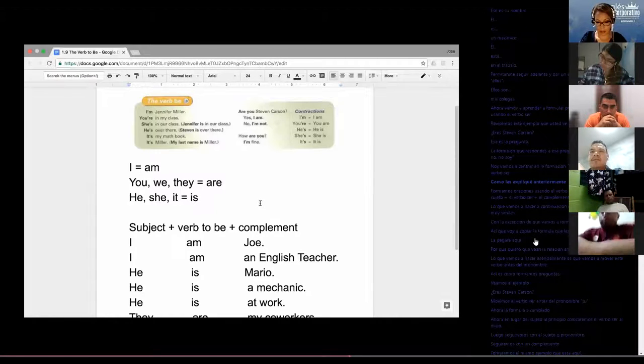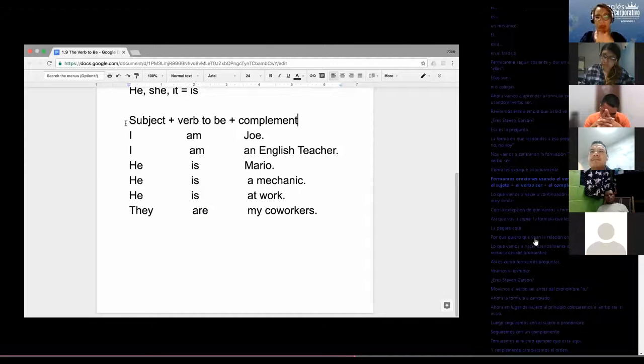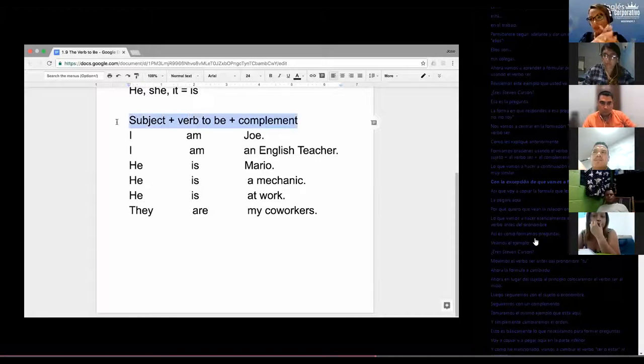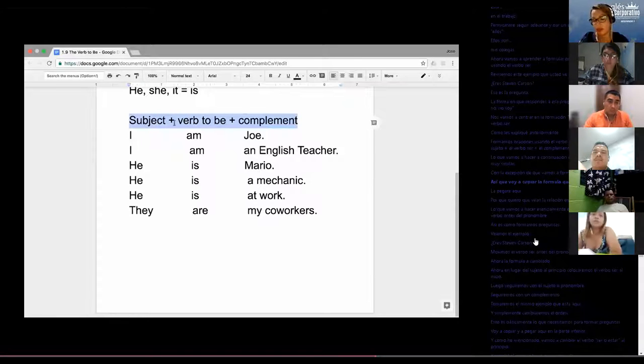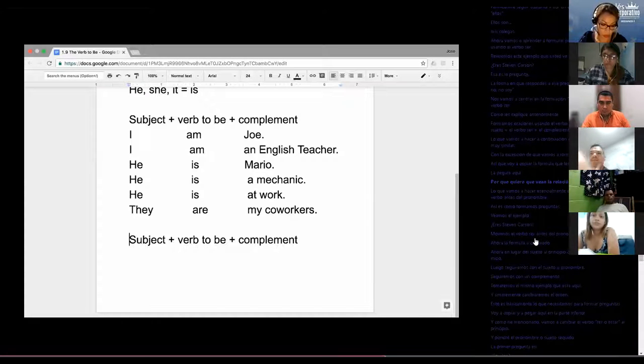As I explained previously, I'll show you how to form statements using the verb to be, where we use the subject, the verb to be, and the complement. What we're going to do next is we're going to follow something very similar, with the exception that we're going to form questions. So I'm going to copy this formula that I show you, and I'm going to paste it here because I want you to see the relation between the two.